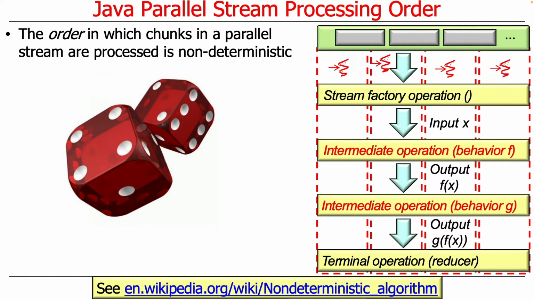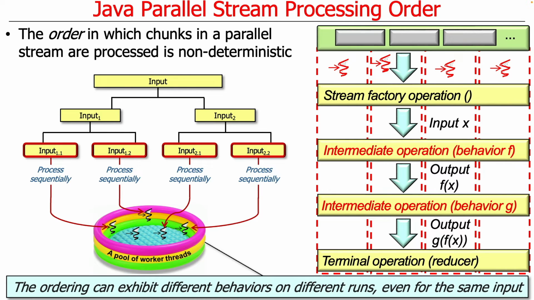So let's start by talking about the order in which the chunks created by the spliterator are processed. That is done non-deterministically. It just means that it's up to the underlying infrastructure to decide what to do when you use a parallel stream. Obviously, if you use a sequential stream, then it doesn't matter. The ordering can exhibit different behaviors on different runs, even for the same input. And I'll show you some examples that demonstrate this fact later.